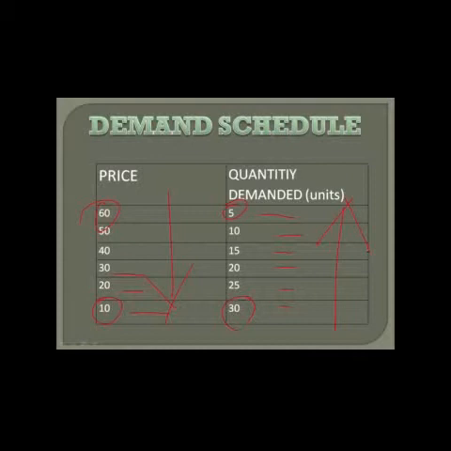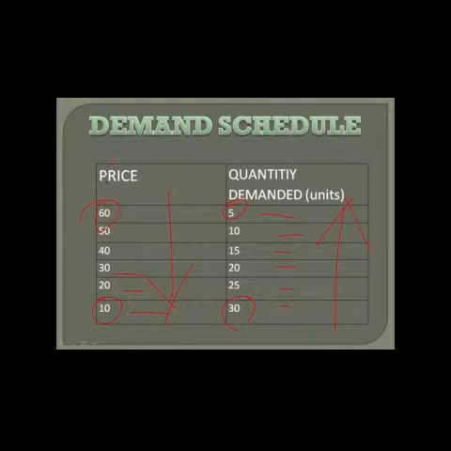And there are various reasons for this law of demand. I'll explain about it in my upcoming videos. I repeat the definition of demand schedule. It is a list that shows different quantities demanded at different price levels over a period of time.